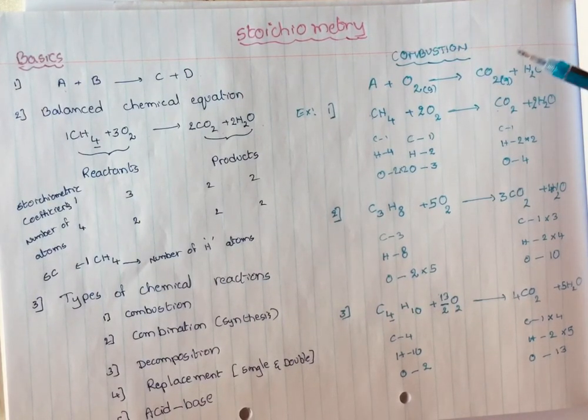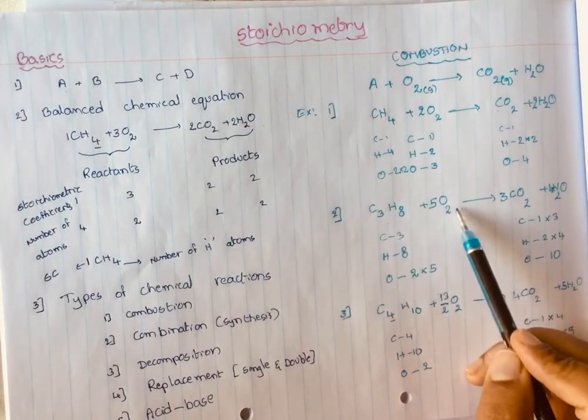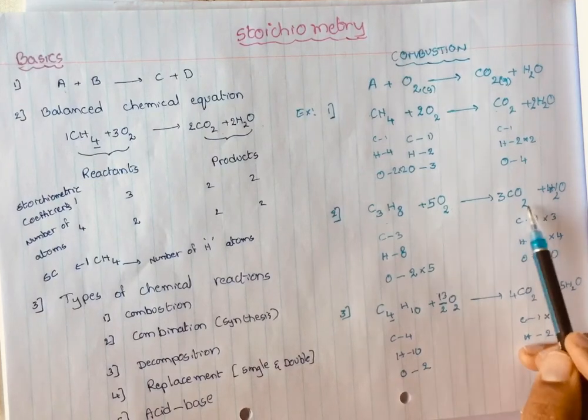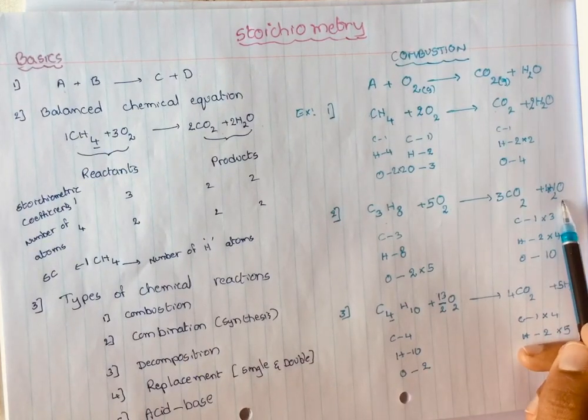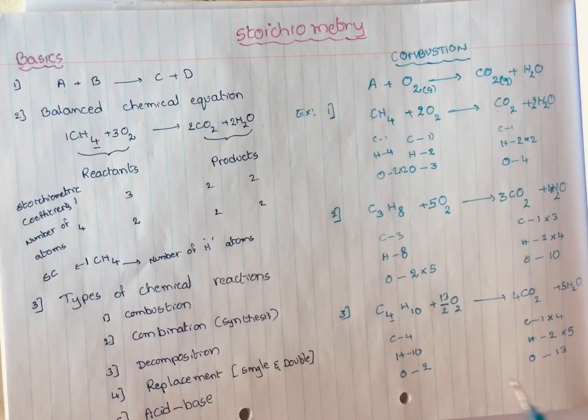It's easy to identify a combustion reaction. Besides your reactant, there should be oxygen in the reactants, and the products must be carbon dioxide and water, nothing else. If you find any reaction like this, you simply take it as a combustion reaction.